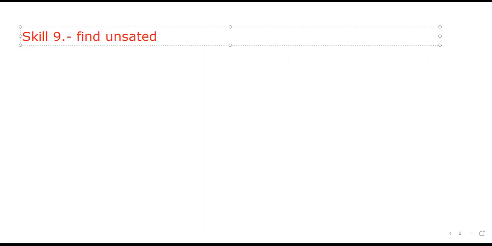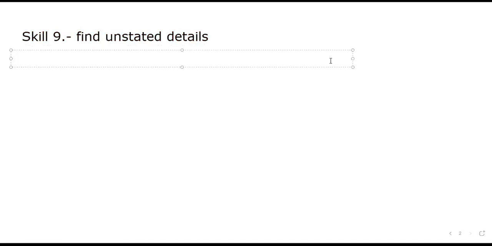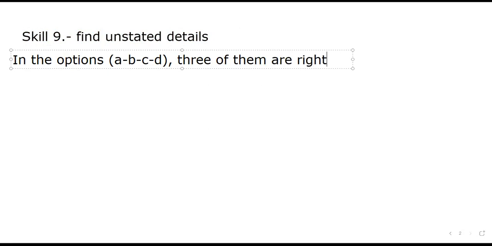Let me check. Okay, so I have already said, it is skill 9: find unstated details. What I mean is, in the options A, B, C, and D, three of them are right, and only one is unstated.